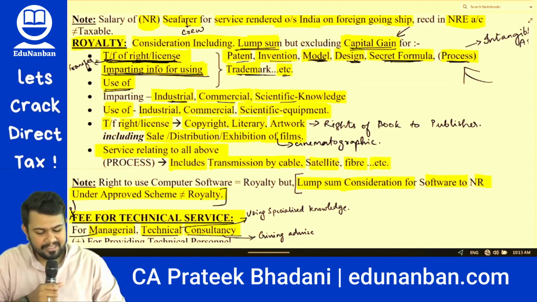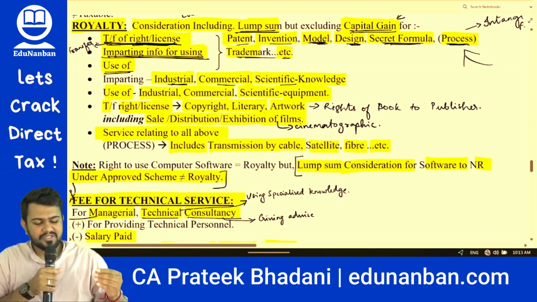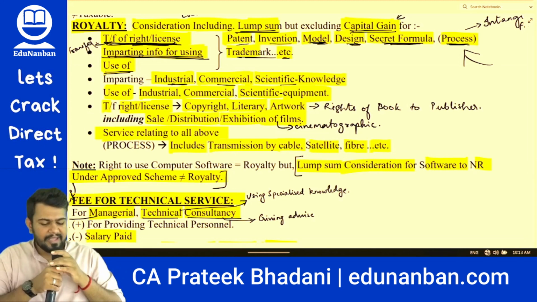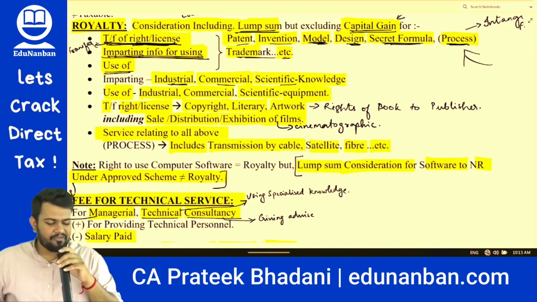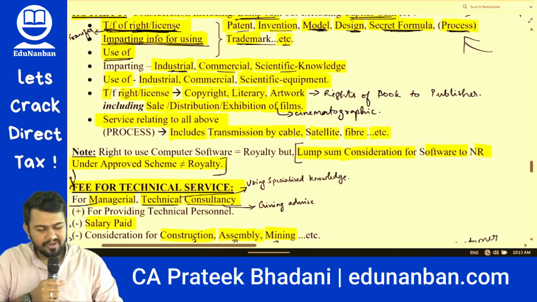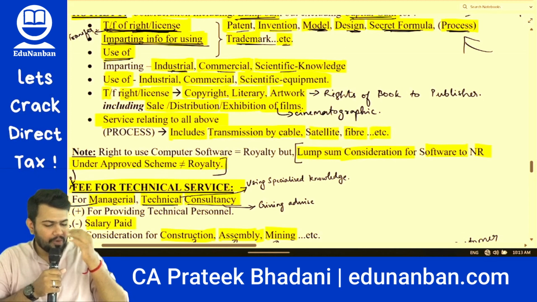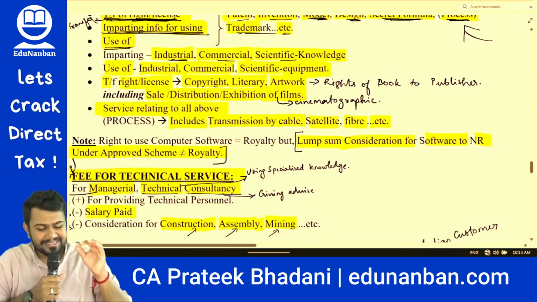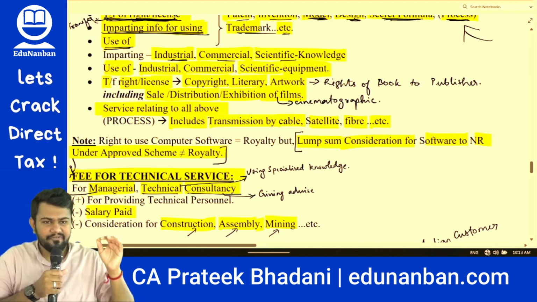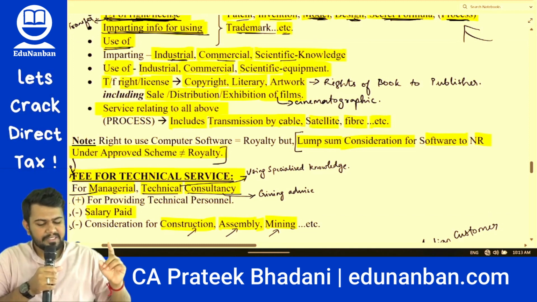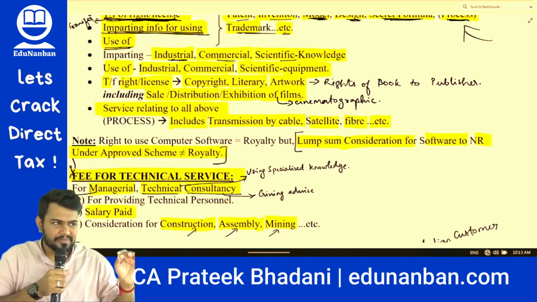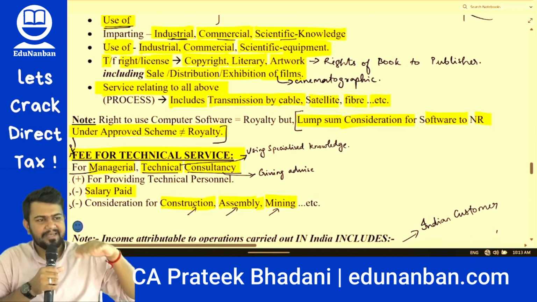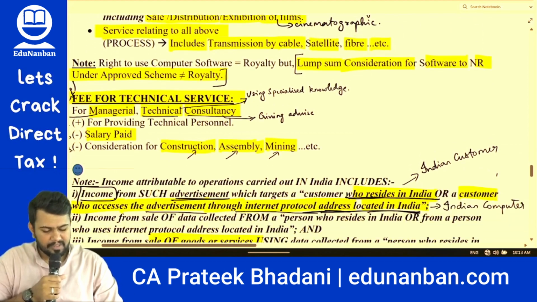So 3 points. Then the fourth one, imparting industrial, commercial or scientific knowledge. Number 4, usage of industrial, commercial or scientific equipment. Then transfer of right or license relating to copyright work, literary work or artwork, including sale, distribution, exhibition of films. So if you sell films, distribute films, exhibit films, money received will be called what? Royalty. Then services relating to all the above will also be called royalty.